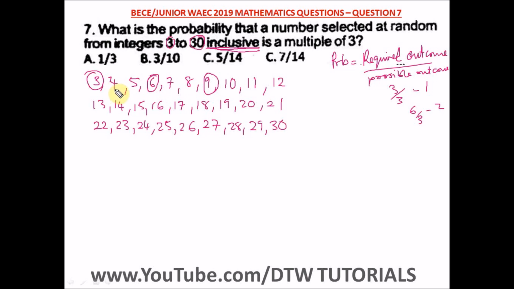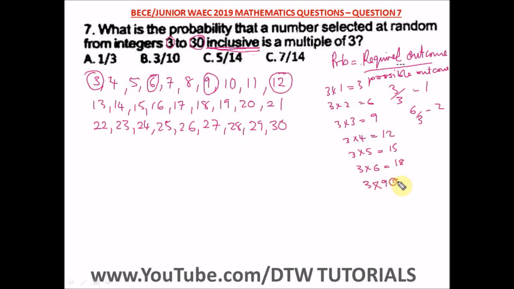All right, so if you divide 4 by 3, you have a remainder. So we have 9 here. The next will be 12. All you need to do is just look at your 3 times table. 3 times 1 is 3, 3 times 2 is 6. So for multiples of 3, your 3 times table is all you need to look at. And 3 times 3 is 9, just to help your understanding. 3 times 4 is 12. 3 times 5 is 15. 3 times 6 is 18.